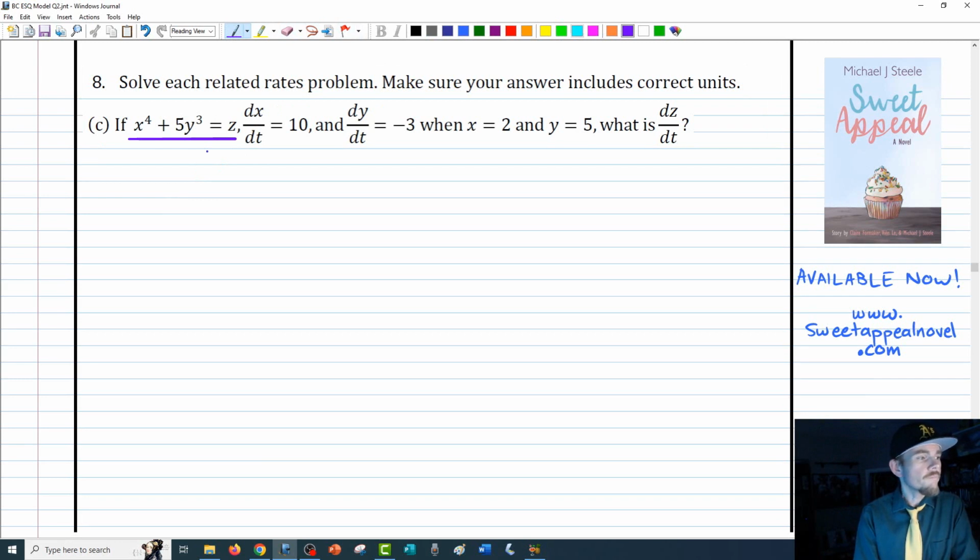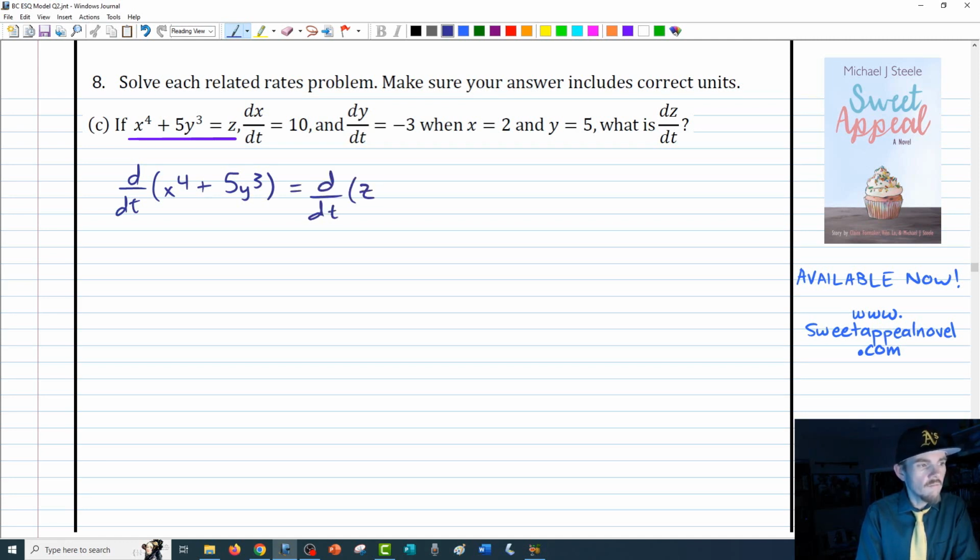I'm too tired. So they give us our relationship, and then they give us several values or expressions with respect to t. You do have to tell me once, otherwise I won't know what to do. We're going to take the derivative with respect to t of x to the fourth plus 5y to the third. All that's going to be equal to the derivative with respect to t of z.